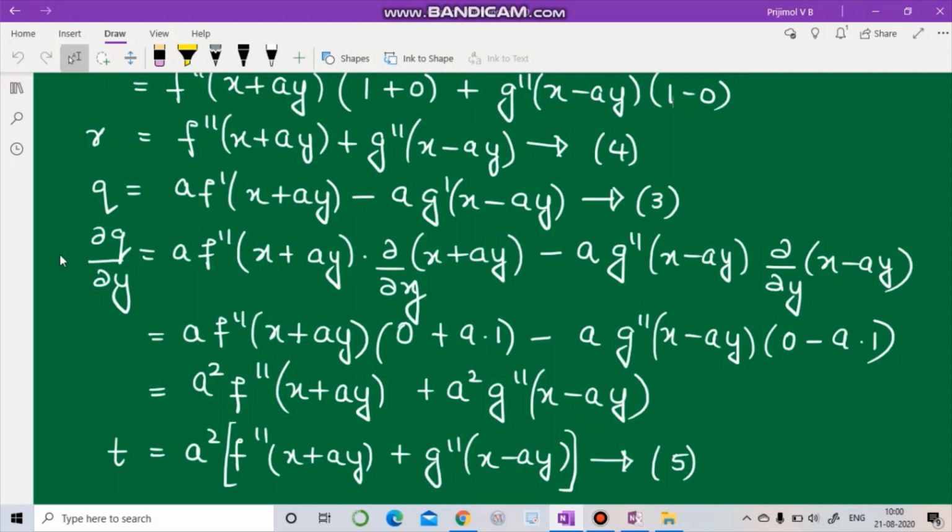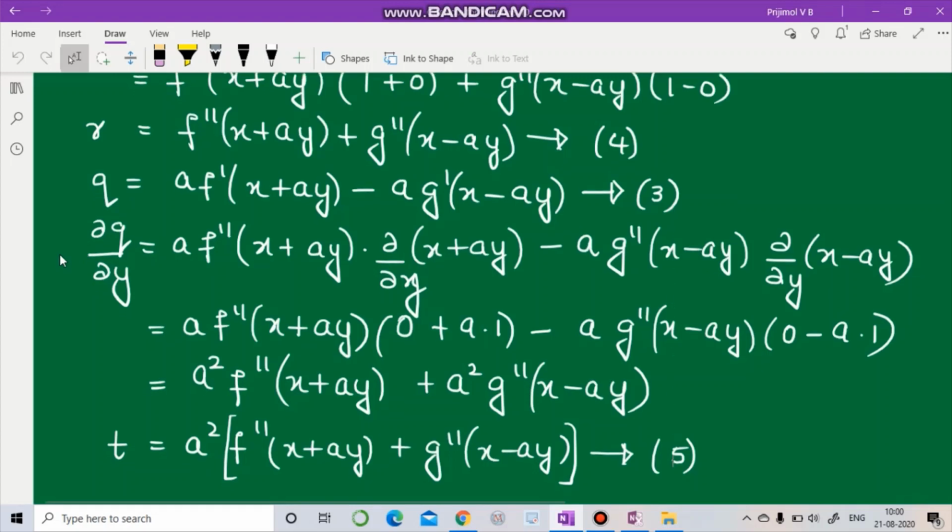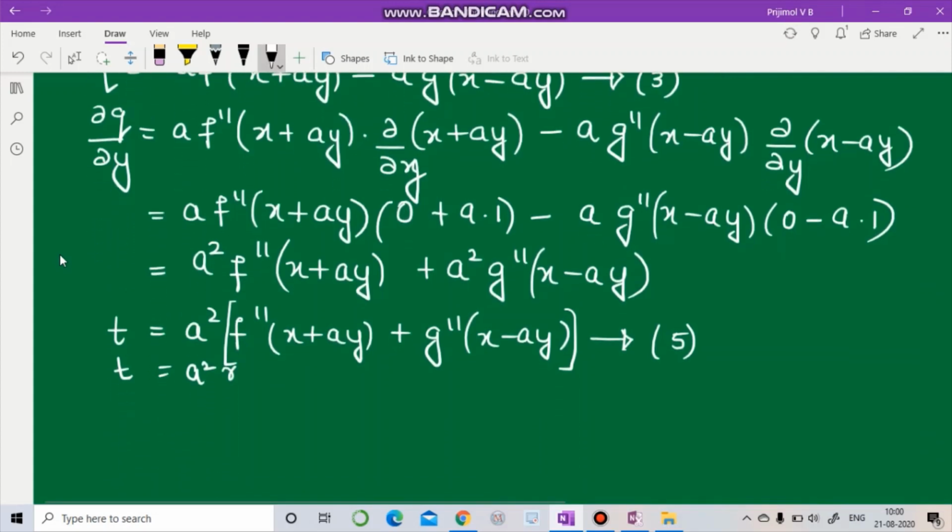Now substituting equation 4 in equation 5, you get, so t is equal to a square into, what is your equation 4? Your equation 4 is r. So t is equal to a square r, and therefore this is our second order partial differential equation. T is equal to a square r. We don't have any arbitrary functions, say f or f dash, g or g dash, g double dash, f double dash. We don't have anything in this partial differential equation. I hope you have understood this.